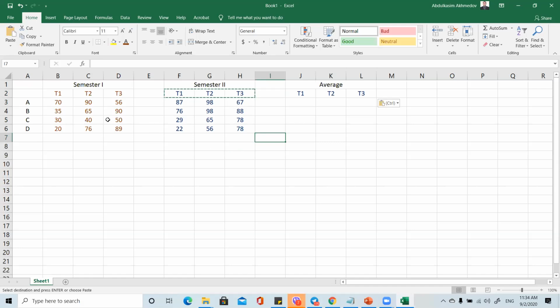To get the average, for example, let's say student A, right? I should add 70 plus 87, right? And I should divide this by 2. That gives us the average of test 1. And this 90 plus 98, I should divide this by 2, right? I can do this one by one.